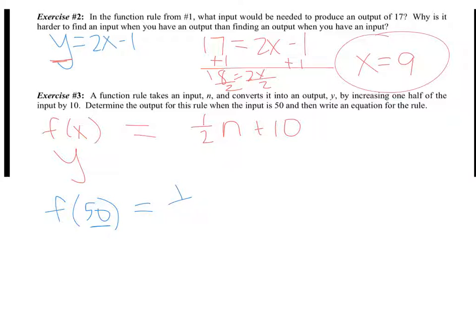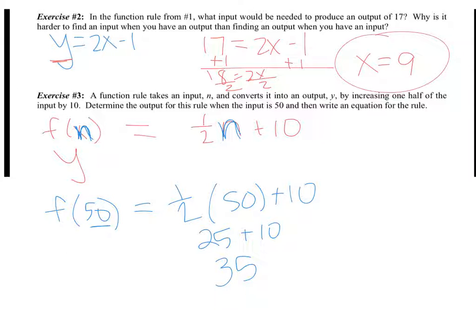I guess this should be f of n, not f of x, since n is the variable we're using. So instead of writing it y equals whatever, we're saying when the input is 50, what is the output going to be? So half of 50 plus 10. Well, half of 50 is 25 plus 10. So 35, our output is going to be 35.